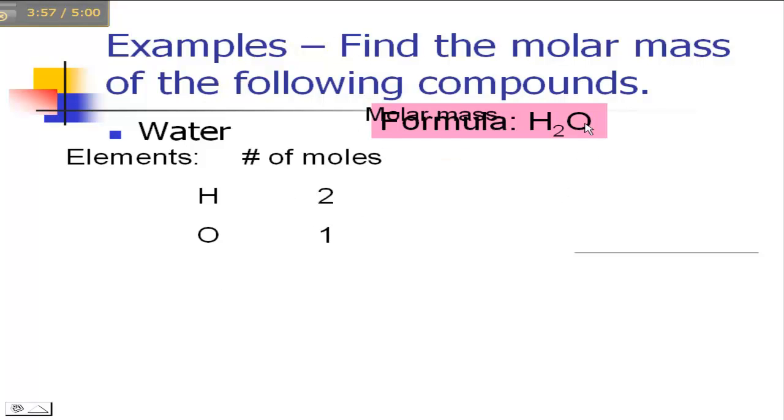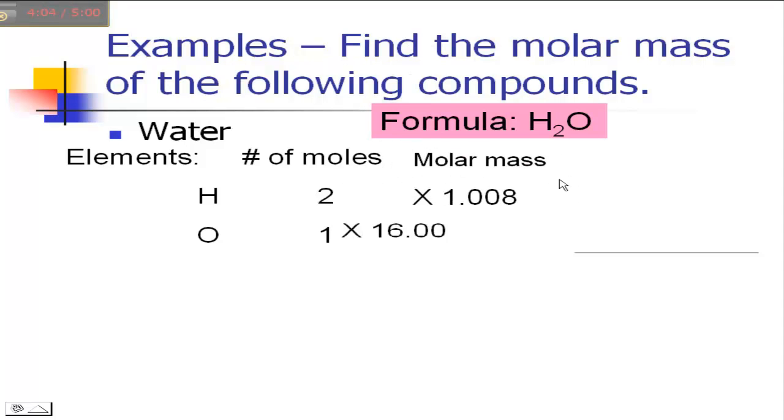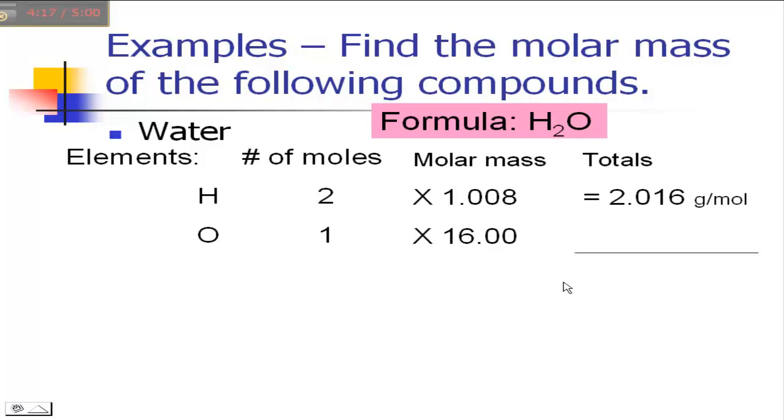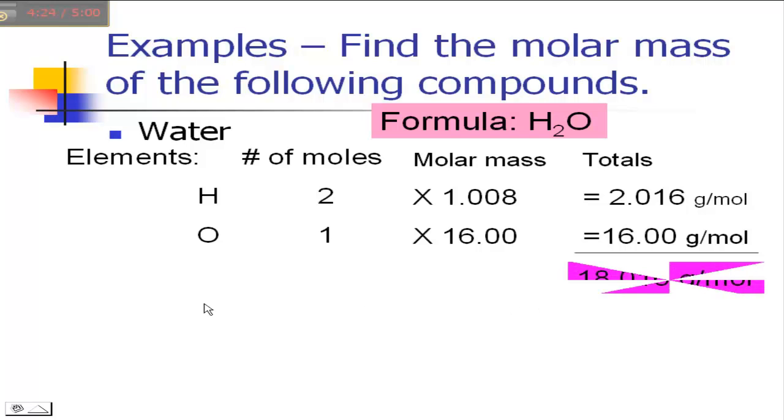Then we're going to get the molar mass from our periodic table. So for hydrogen, that's 1.008. For oxygen, that's 16. Now we're going to multiply these because we have 2 hydrogens. Each one has a mass of 1.008. So hydrogen's going to contribute a total of 2.016 grams, and the oxygen is going to contribute 16 grams. Now we're going to add those together to get a molar mass of 18.016 grams per mole for water.